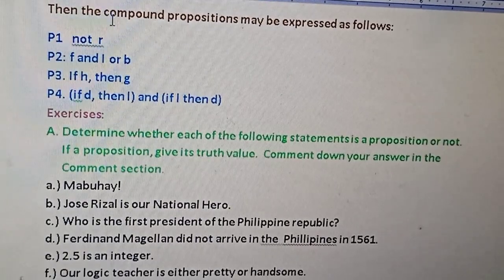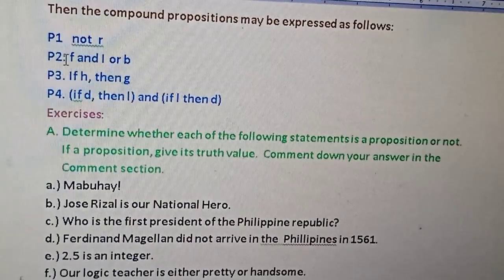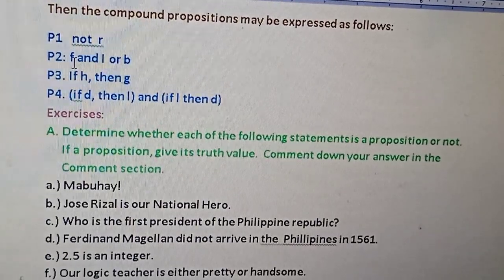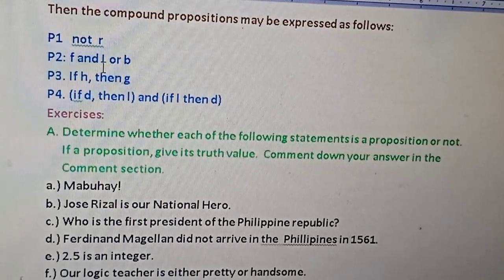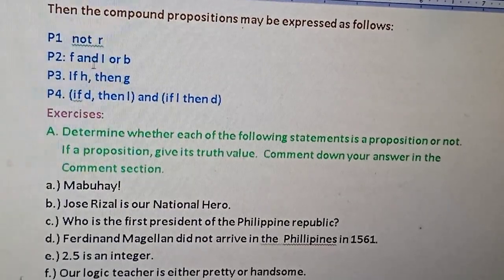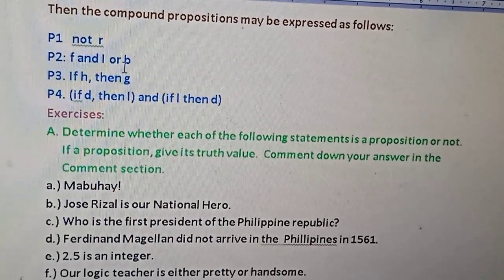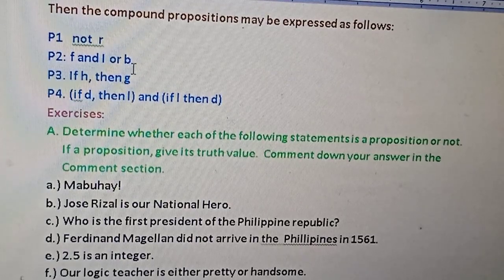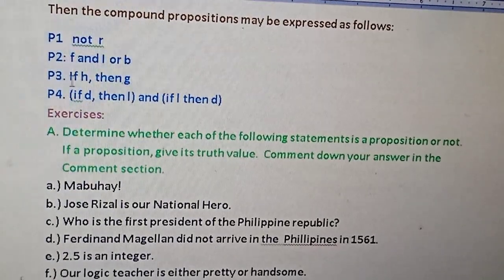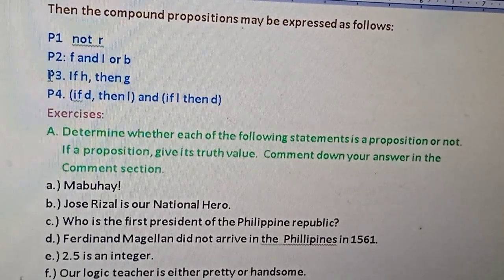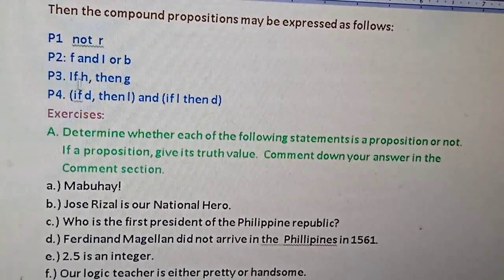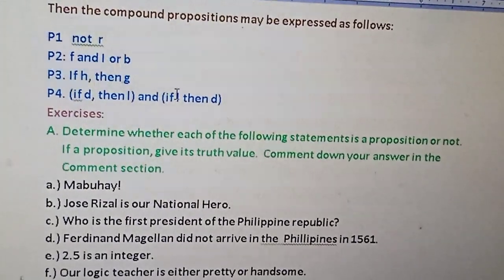By that, we can express the compound propositions as follows. P1: not R. P2: F and I, or B, because there are three simpler components in P2. P3 is not illustrated there. It's if H, then G. Anyway, we will not take this up because it's not illustrated there. Okay.